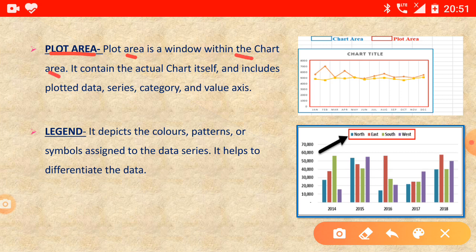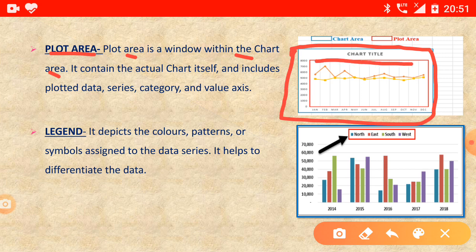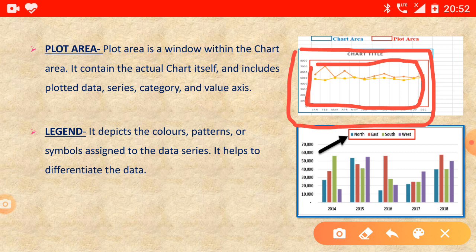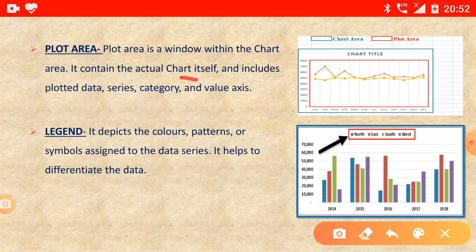Plot area is a window within a chart area. This is the chart area and everything comes in the chart area. But the plot area, the red circle, is the area in which the chart has been prepared. Again, I am repeating that all the things come in the chart area, but in the plot area only the chart will come. So the chart area is greater than the plot area. The plot area comes within a chart area, and it contains the actual chart, including plotted data series, categories and the value axis.